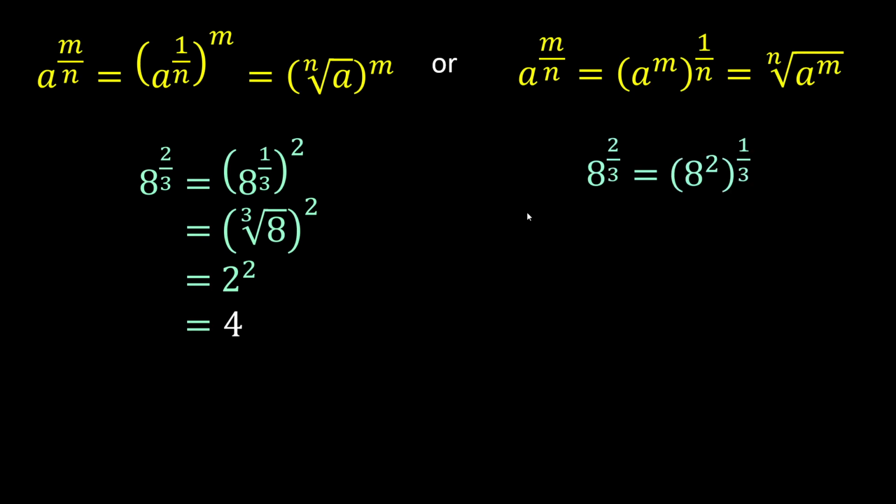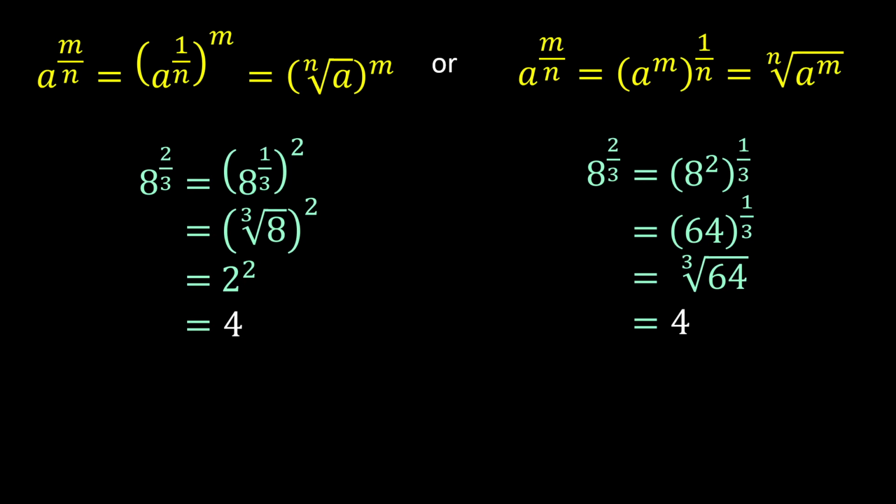This time we're going to split it so that the 1/3 is on the outside of the brackets and the squared is on the inside of the brackets. So now we have 8 squared. 8 squared is 64. And now we need to find the cube root of 64. And the cube root of 64 is 4. So you can see we've done it 2 ways and we've got the same result both ways.